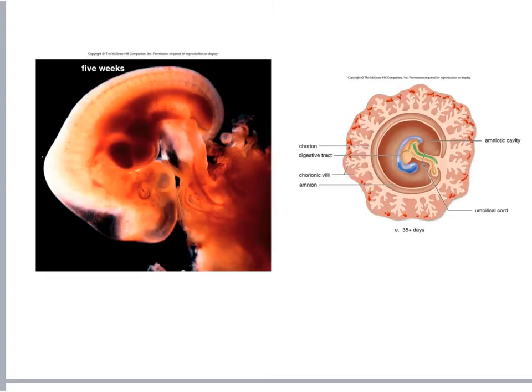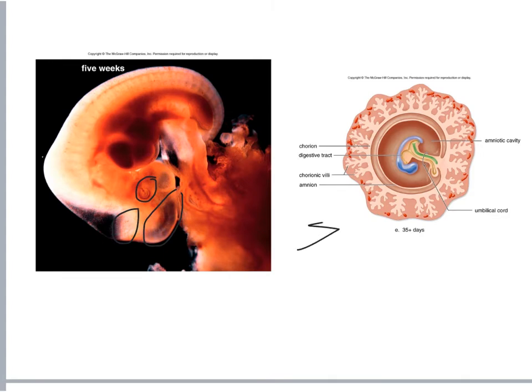And here's a pretty picture of a 5-week embryo. Now, I don't know about you, but I can see a lot of things here. I can see a nose forming. I can see a mandible. I can see the optic vesicle where the eyes are. I can see blood vessels in there. I can see a brain forming.